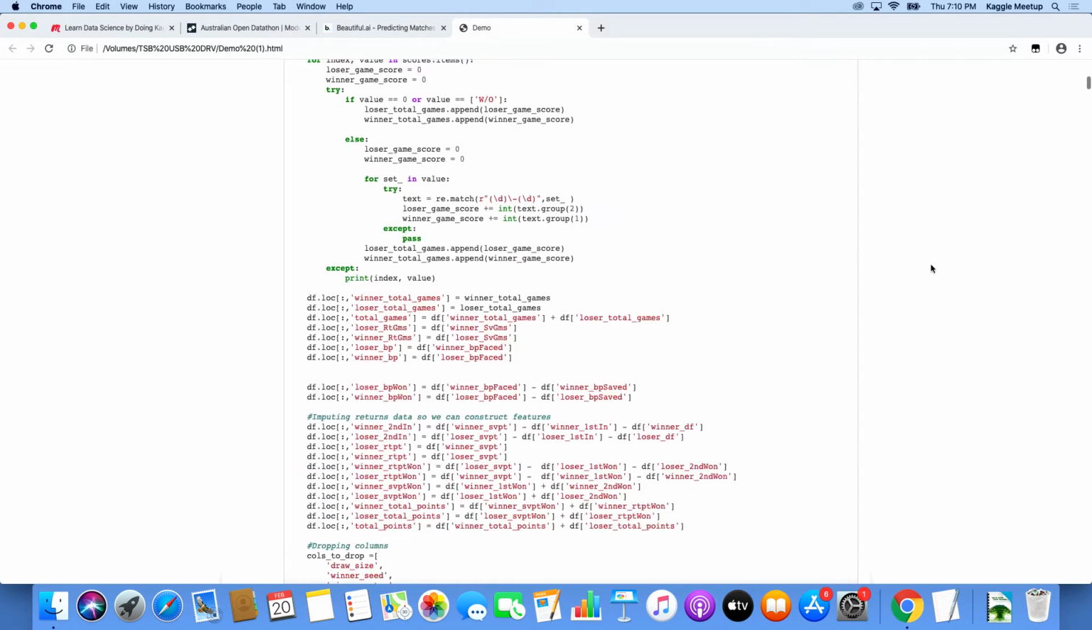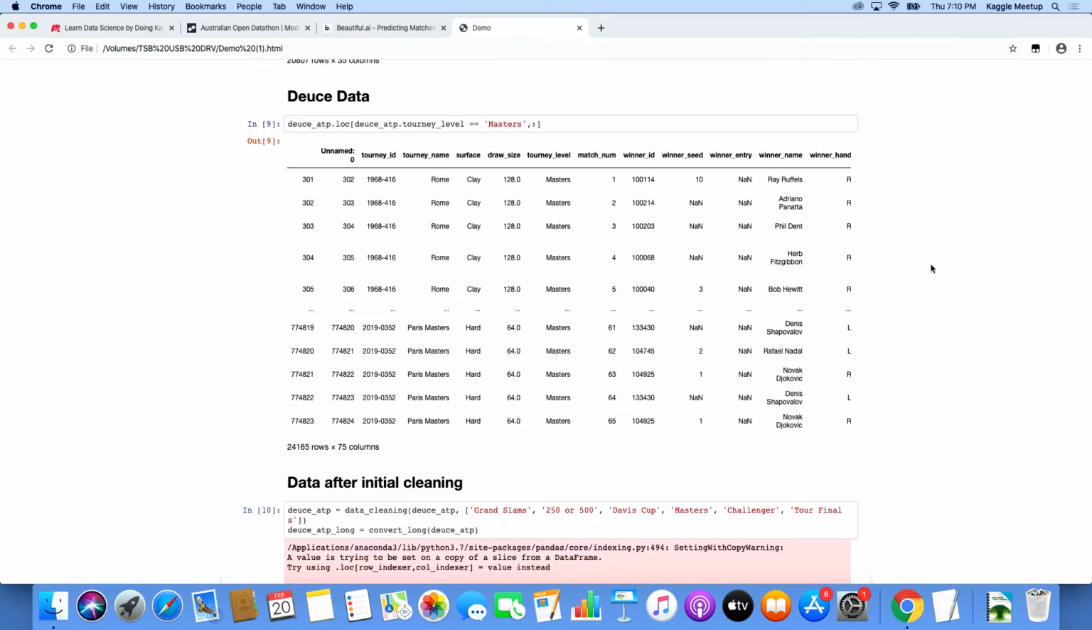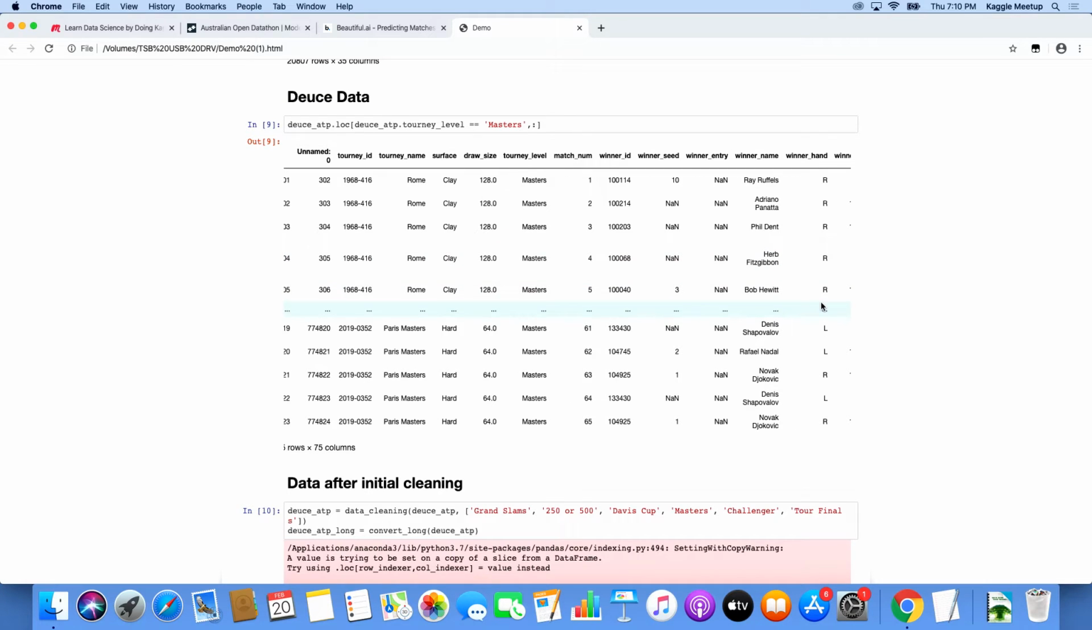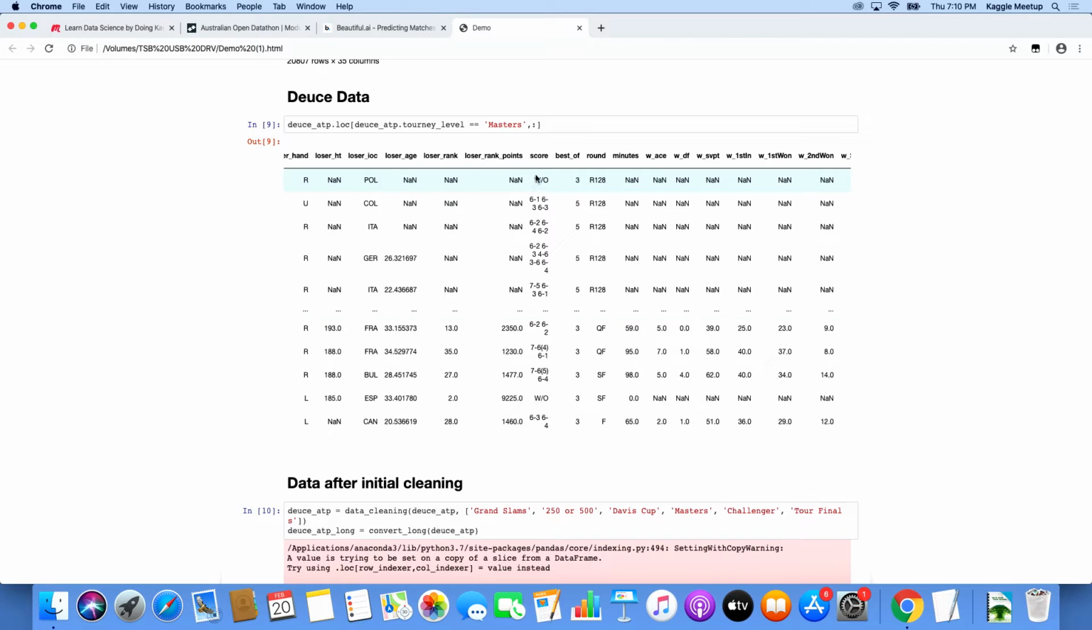Also parsing scores, mainly doing some text operations and regex things, because the Deuce data set has the scores inputted in a kind of strange way. If you can see the score column over here, they're written in the traditional tennis format, 6-2, 6-2, or 7-5, 6-3, 6-1. So we need to extract the game counts from that and get the totals for both the winner and the loser. That's just text operations.